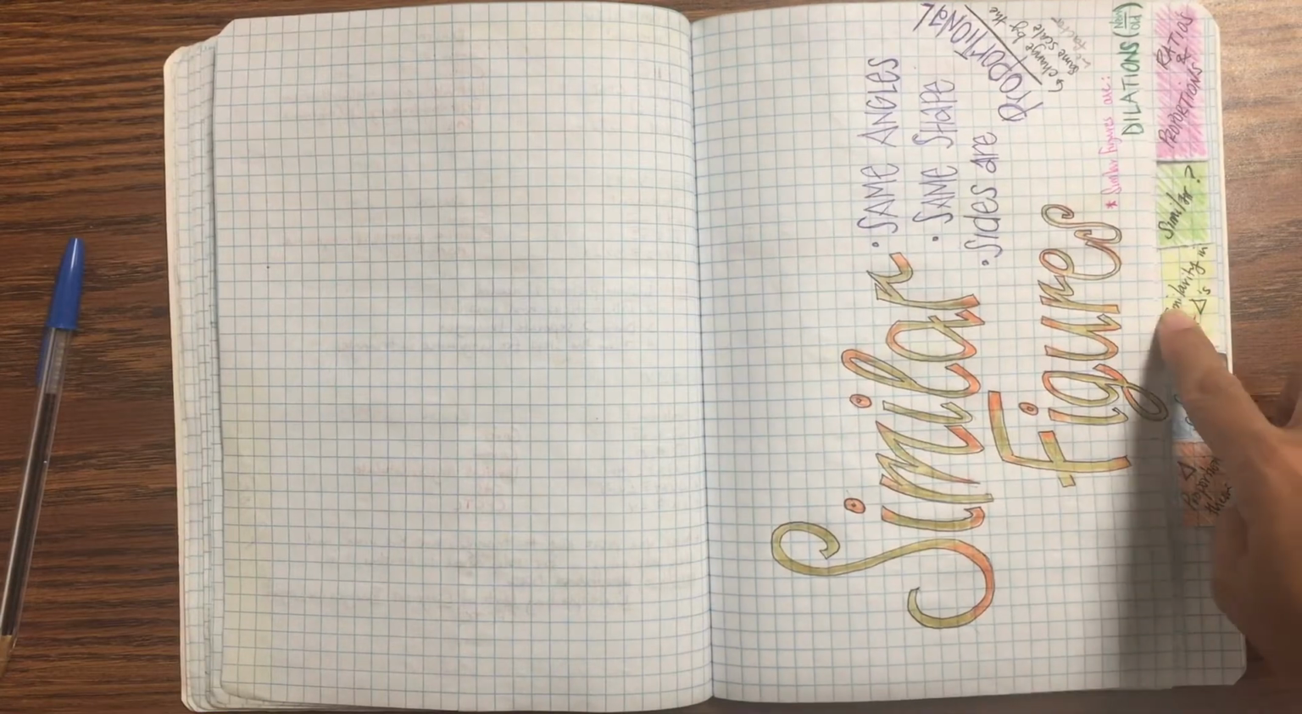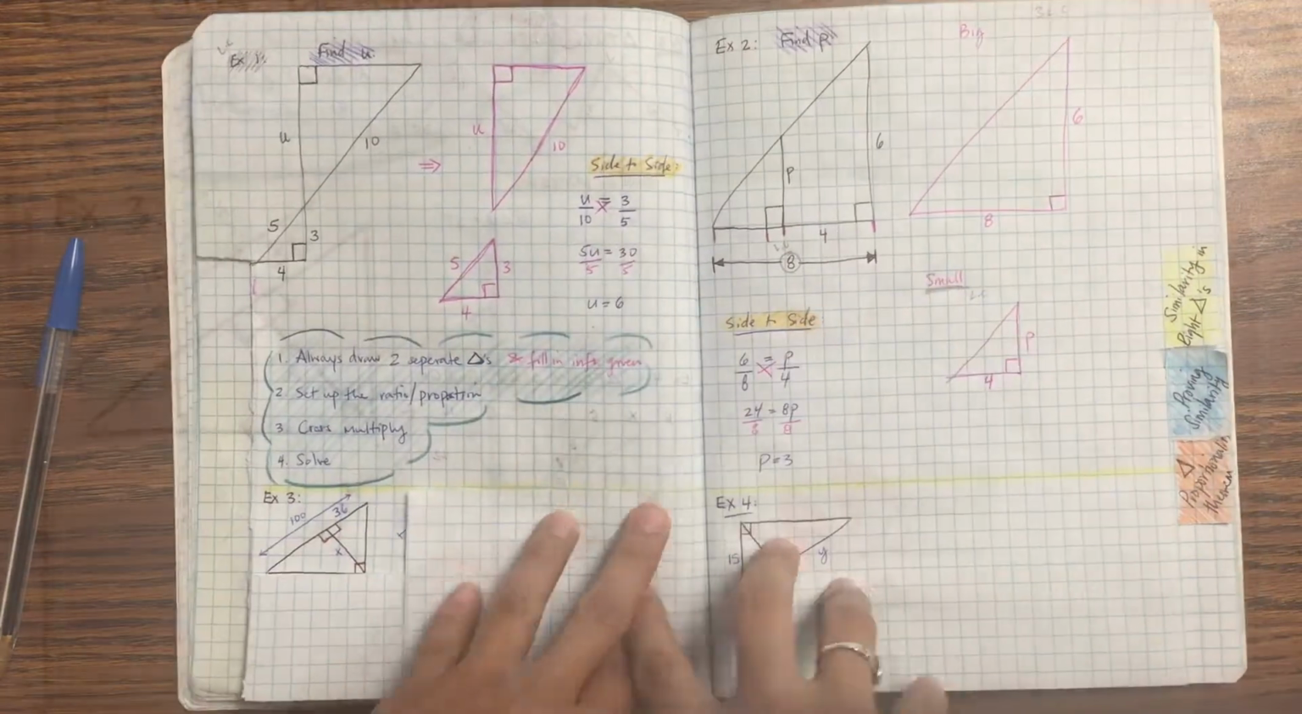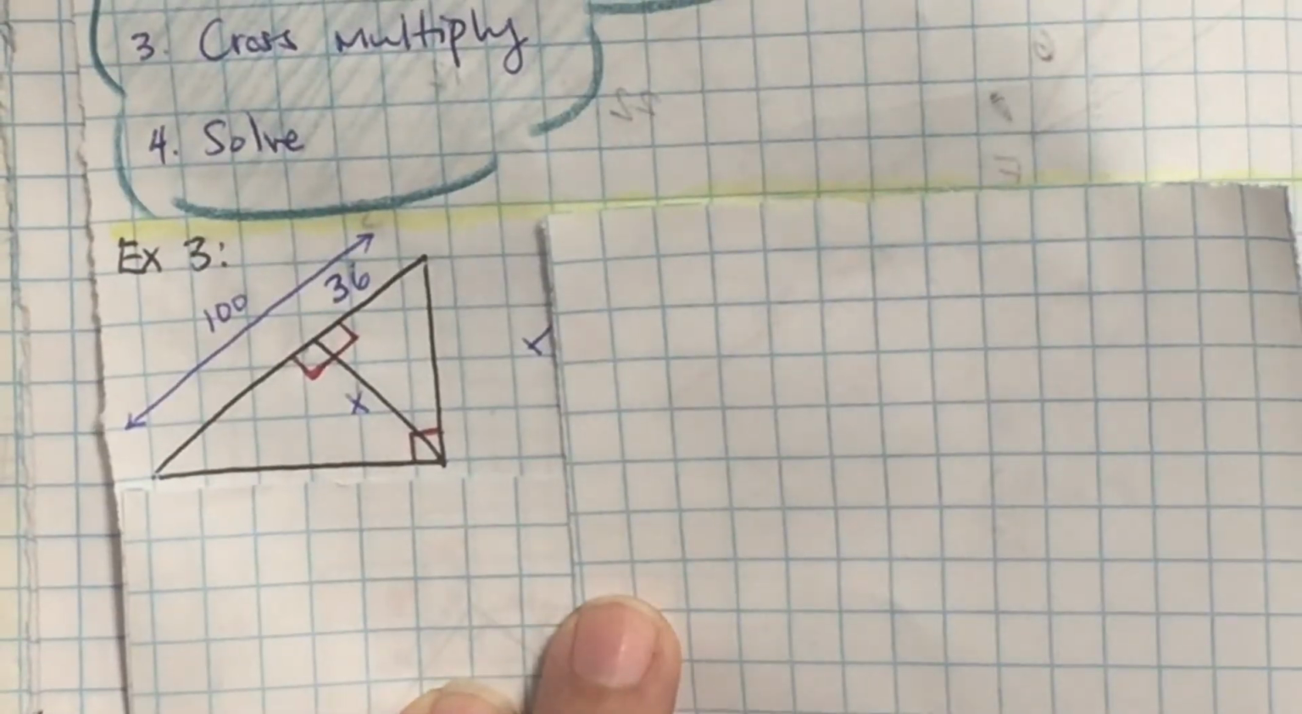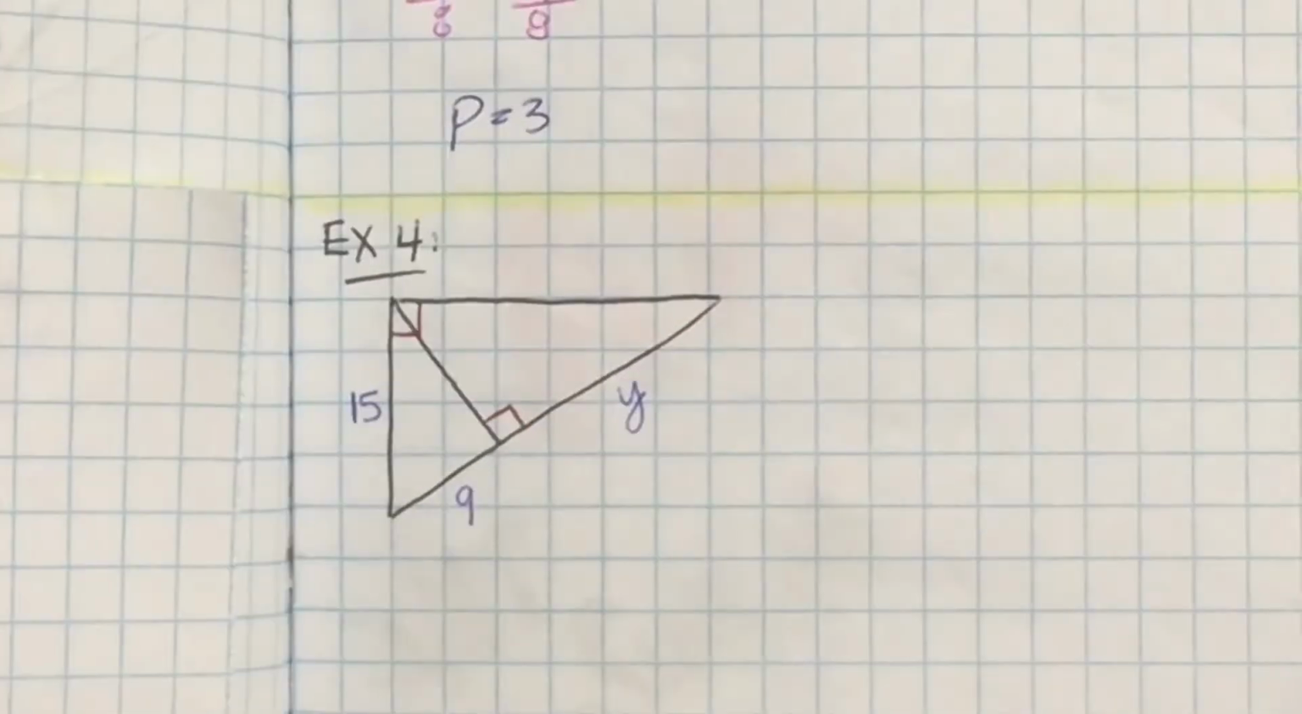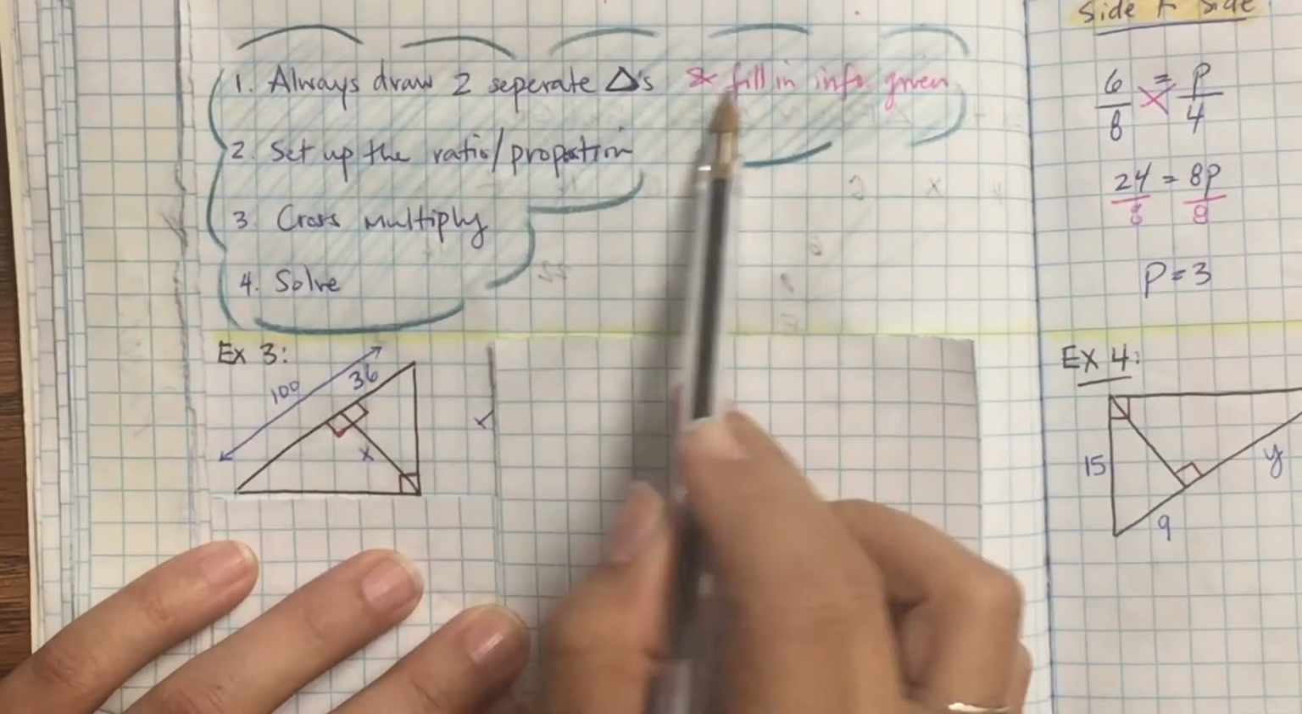Okay, so we're going to continue looking at similarity in right triangles. We've already created a tab for this, so go to similarity in right triangles. We're going to do example 3 and 4 at the bottom of the page. If you don't have any space, stick a paper in and fold it in. Okay, so pause the video and copy the examples down.